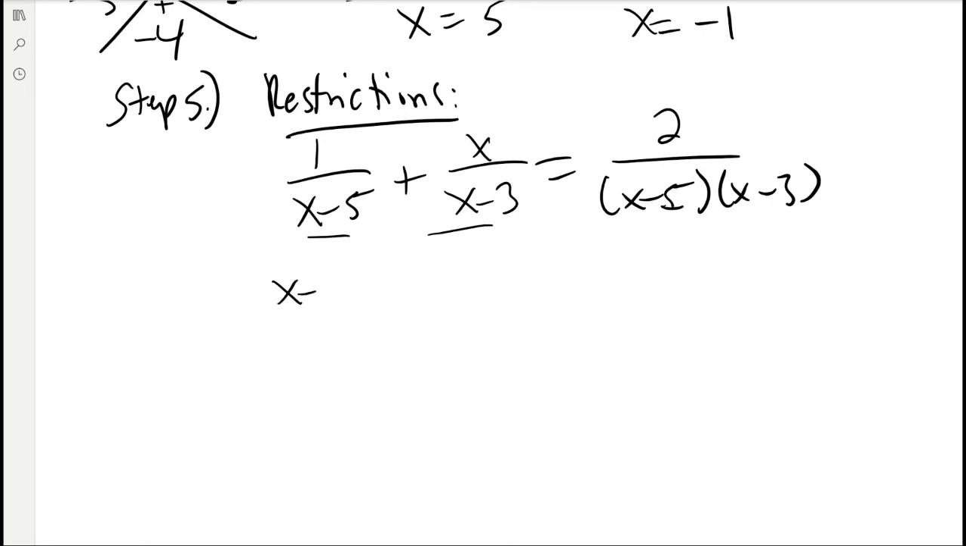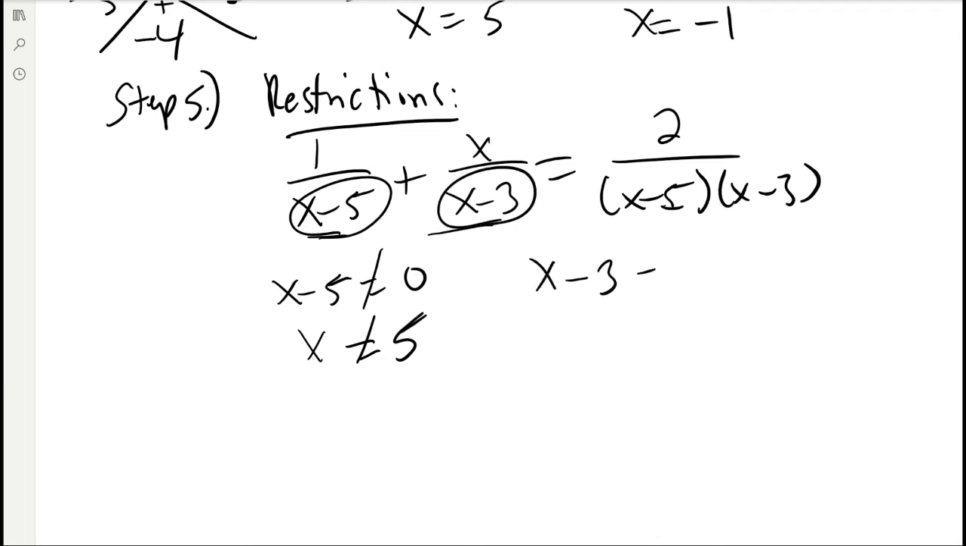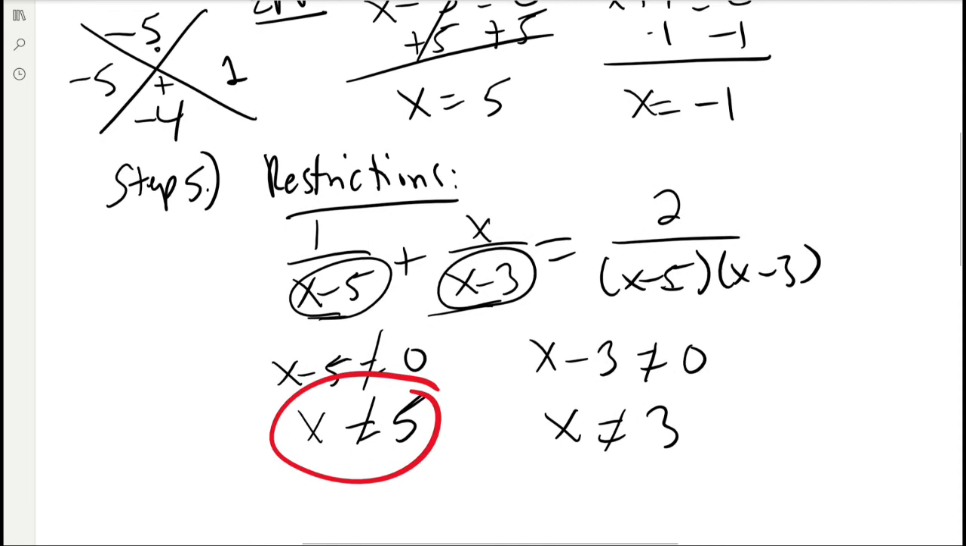So we're going to say, what makes x minus 5 equal to 0? Well, that would be x equals 5. This cannot equal 0, by the way, because that's our denominator, right? So that means that x cannot be equal to 5. And then x minus 3 cannot equal 0 at all, which means x cannot be 3. So those are restrictions. Now notice that this restriction here matches this solution right here, which means that we have an extraneous solution, which means this cannot be a solution.